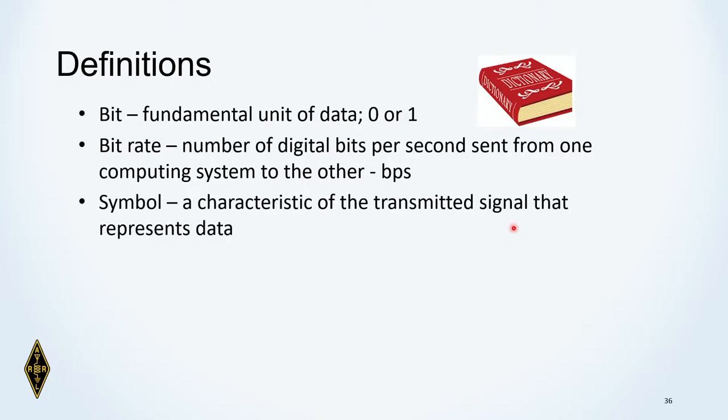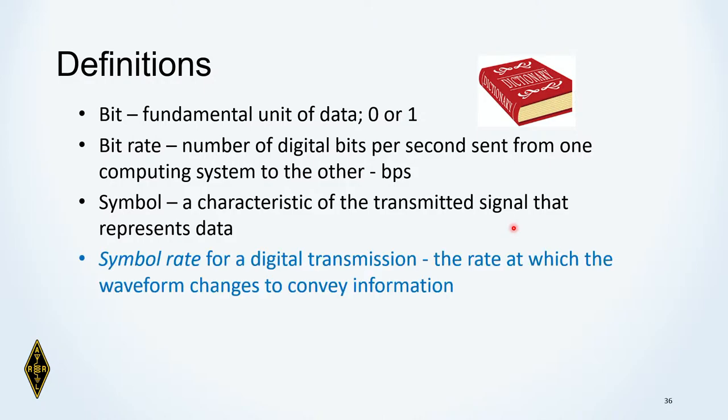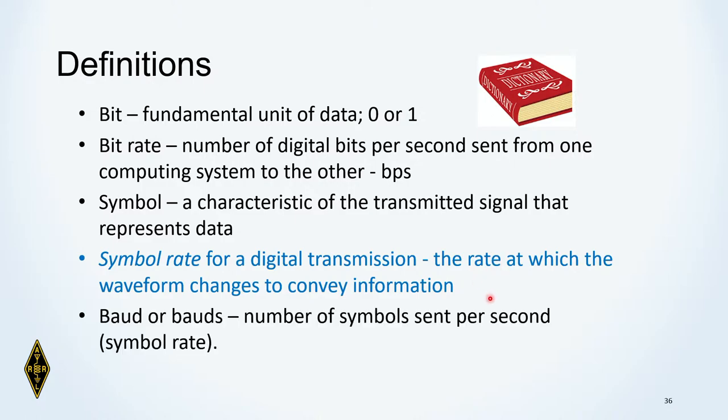Now, a symbol, and here we're going to get into something that has been confusing to a lot of folks. A symbol is a characteristic of the transmitted signal that represents data. A symbol and a bit aren't necessarily the same thing. Symbol rate, for digital transmissions, is the rate at which the waveform changes to convey information. So you can do something to the waveform between a transmitter and a receiver that might represent more than one bit on the other end. We'll have some examples of that. But the key words to recognize here are as shown. Now, baud is the number of symbols sent per second, also known as the symbol rate.